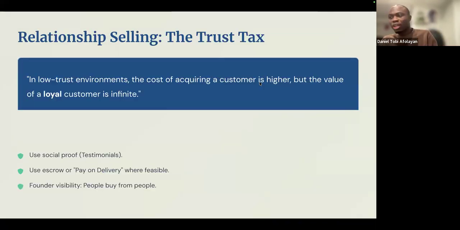Now, as we get to this point, I think I spoke about this a bit last time, that there is a thing with relationship, and relationship building is a very critical thing. You have to use social proof. You have to ensure that you have testimonials. You can even do free trials during the consideration stage, and ensure that you get social proof from them. And sometimes you want to use pay on delivery where feasible, because of the Nigerian situation.